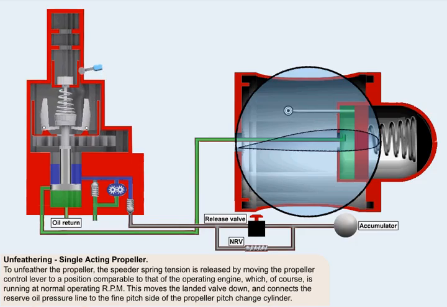To unfeather the propeller, the speeder spring tension is released by moving the propeller control lever to a position comparable to that of the serviceable engine, which of course is running at normal operating RPM. This moves the landed valve down and connects the reserve oil pressure line to the fine pitch side of the propeller pitch change cylinder.